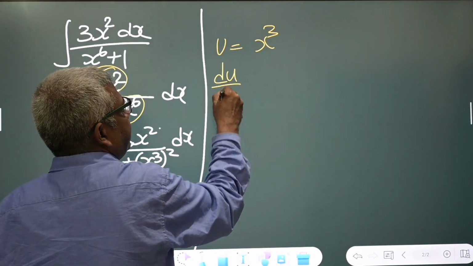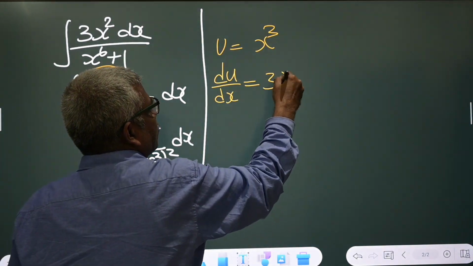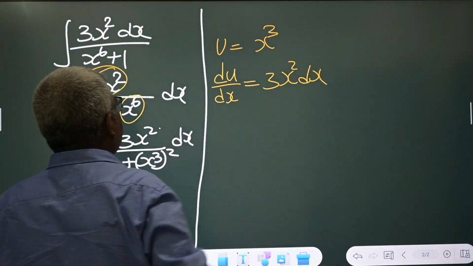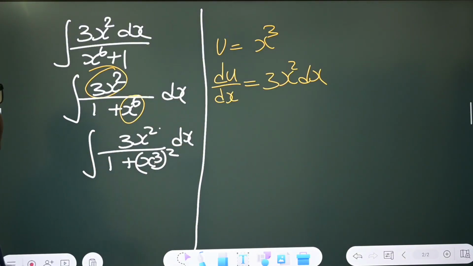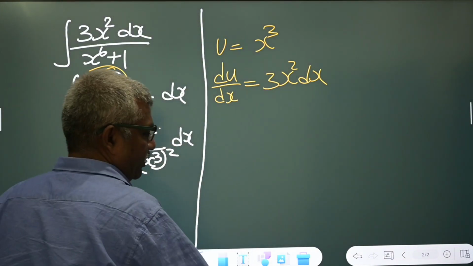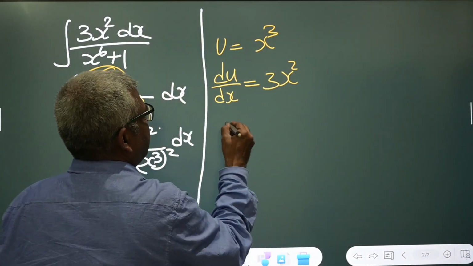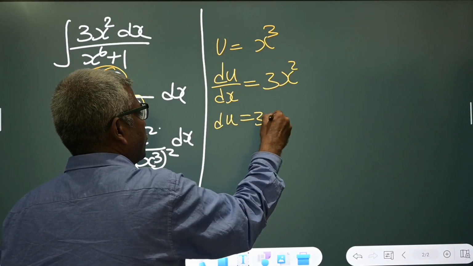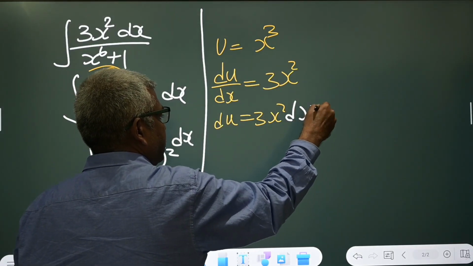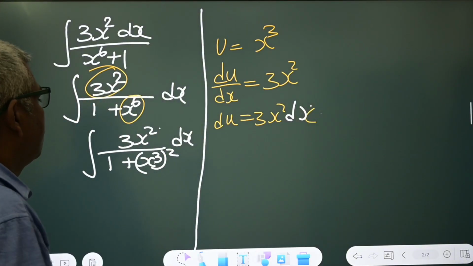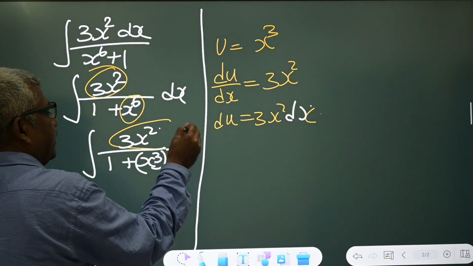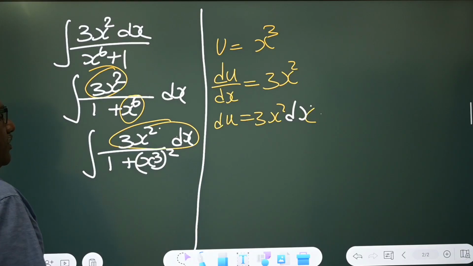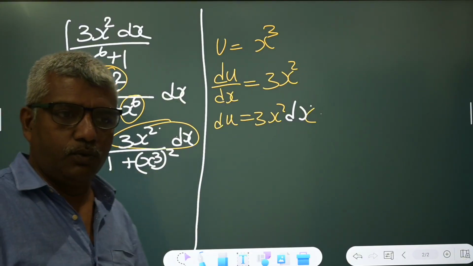Now u equal to x cube. So what is du by dx? 3x squared. But what we have is 3x squared dx. So it is very simple. du by dx is 3x squared, so du equal to 3x squared dx. Right? So this portion is du. x cube is u.